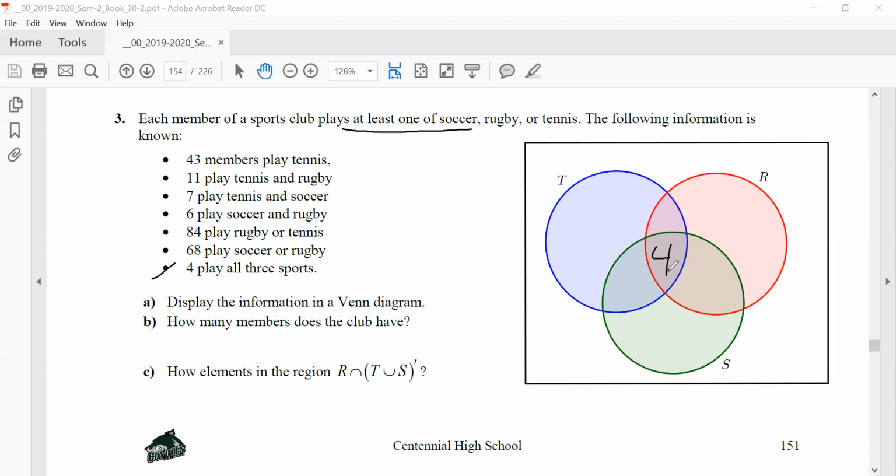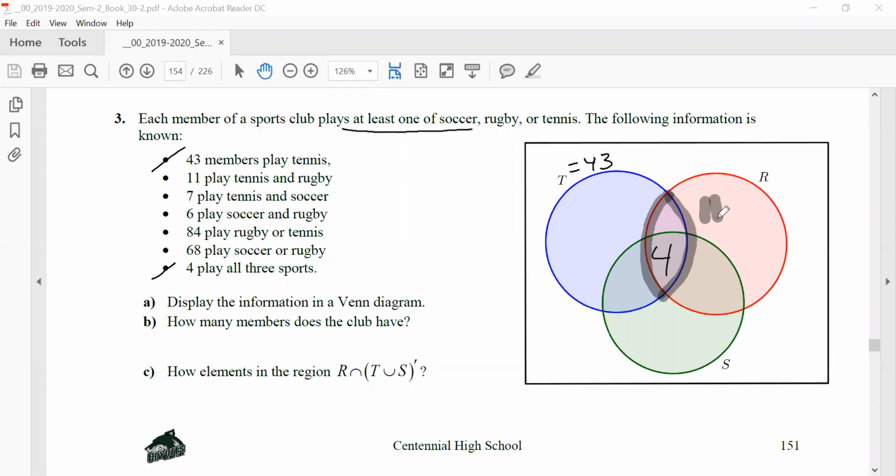Now, once I've done that one, I want to see if I can find one of these other intersection regions. So let's just go through. Every question's a little bit different. Let's see what else we can find. So it says 43 play tennis. Okay, I'll just write that right there. Then it says 11 play tennis and rugby. So where's that? Well, tennis and rugby is this black region right here. So in that highlighted black region I just put there, there's 11 people.